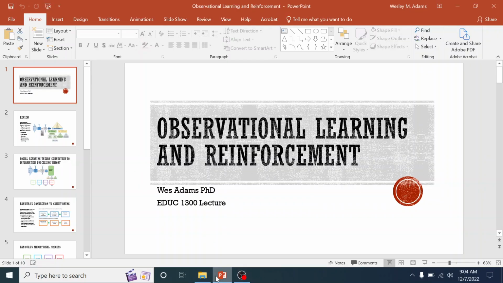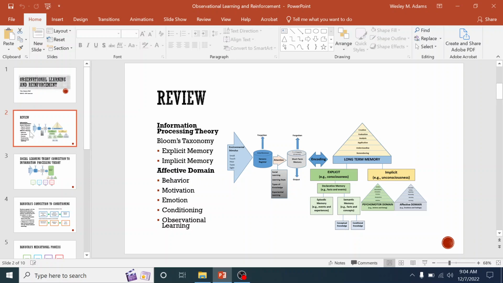Go over observational learning and reinforcement. Before we move too far, let's do a brief review. So the first day of the week, we're going to cover observational learning, and then we're going to see how that's connected to reinforcement, and then we'll cover reinforcement in the second half.